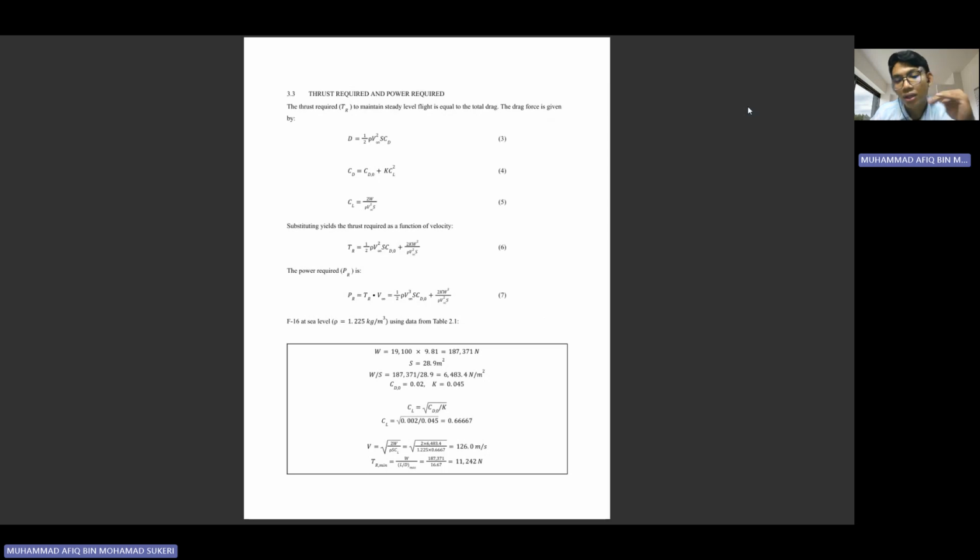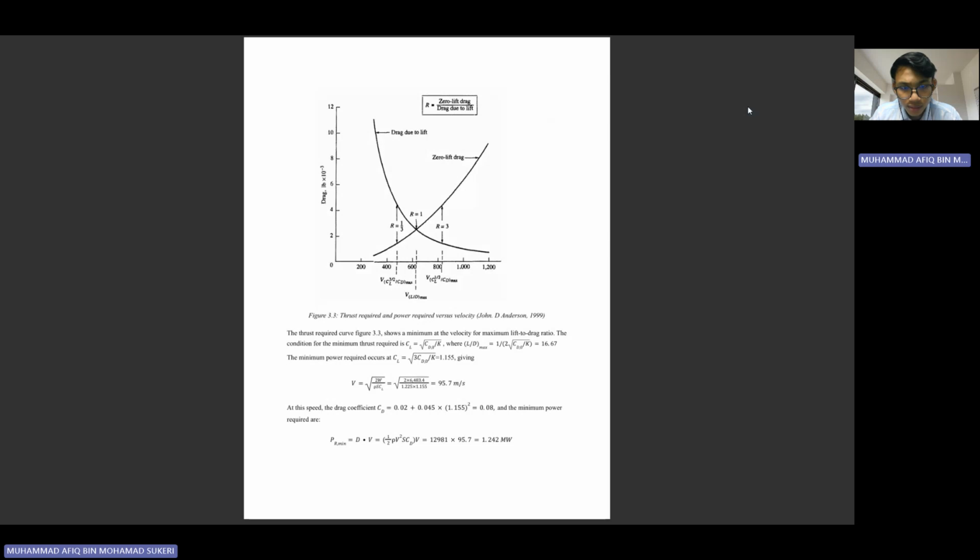So this is the result for the F-16 aircraft using the data from Table 2.1. This is the projected power from the CD coefficients. You can see in this graph the thrust required and power required versus velocity.